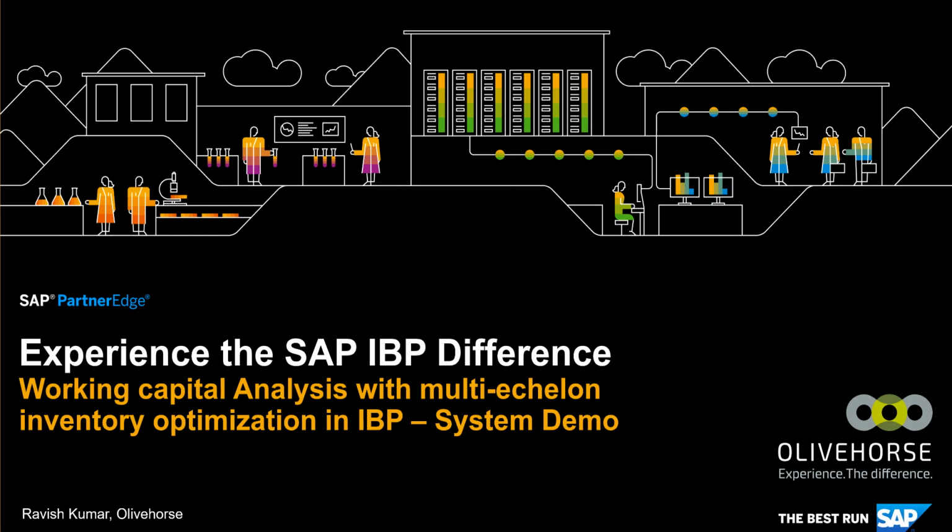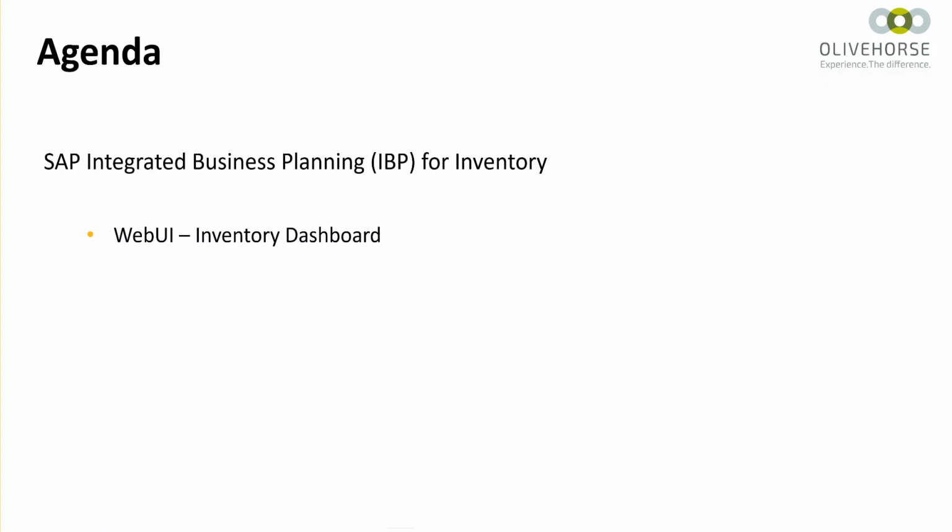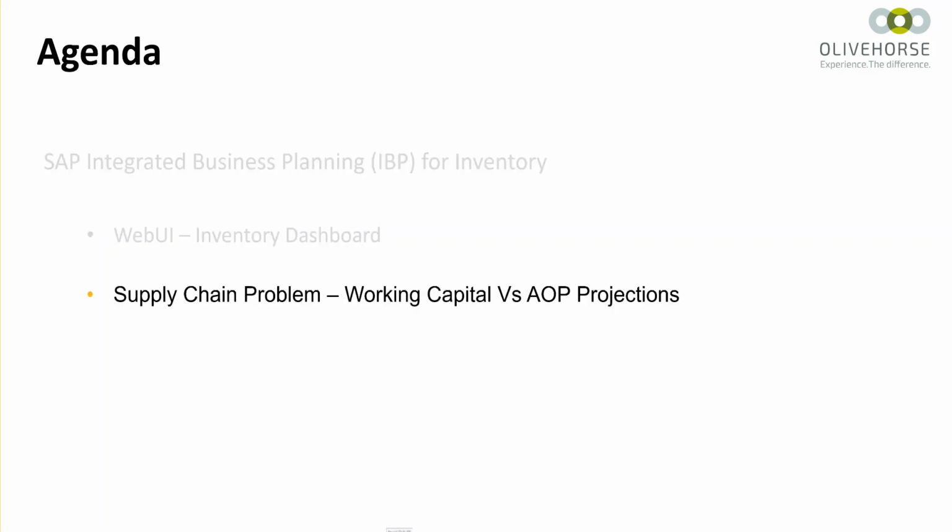Today, I would be covering the applied pain scenario where the CEO of the company is not happy with the working capital situation as it is exceeding the AOP targets which were defined 6 months ago. We covered the first topic, Web UI inventory dashboard, in my first presentation. For this recorded presentation, I would be walking you through the second topic from the agenda, which describes the applied pain scenario where working capital overshot the AOP projections.